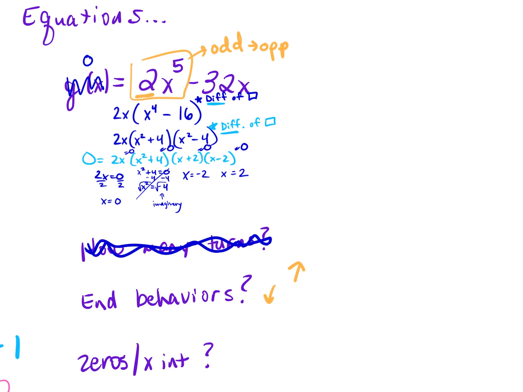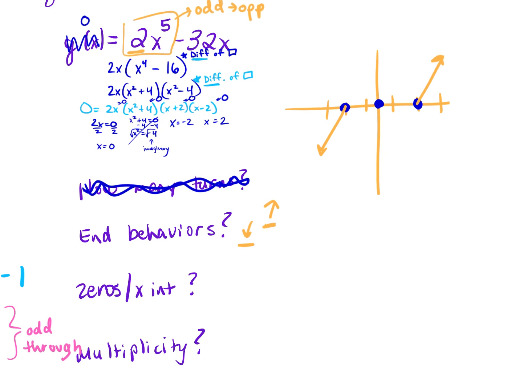So let's put those on our graph. We're going to put our zeros on our graph too. So I'm going to have a point at 0, a point at negative 2, and a point at positive 2. Then I can do my end behavior. So out of my point farthest to the left, I have an arrow that goes down. Out of my point farthest to the right, I have an arrow that goes up. Our zeros we found up top, we had x equals 0, x equals negative 2, and x equals positive 2.